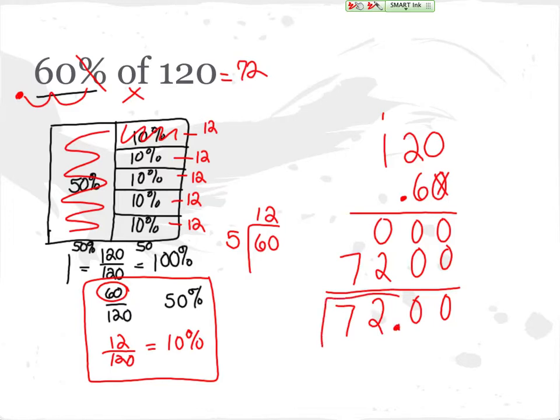And notice what we came up with. 72. So you can either draw your diagram and find it, or you can multiply by using a decimal.